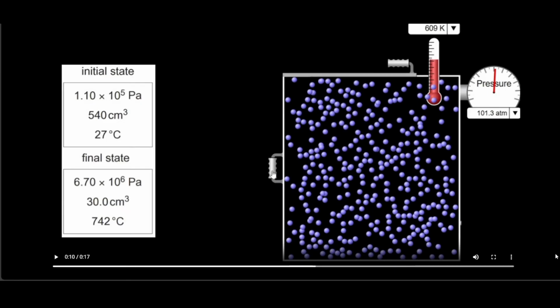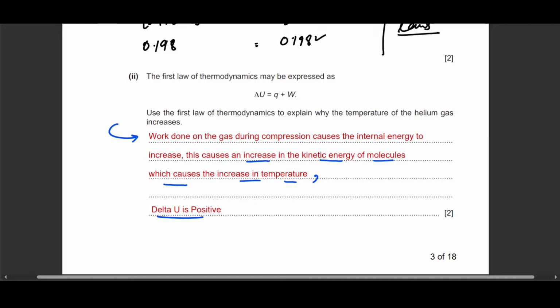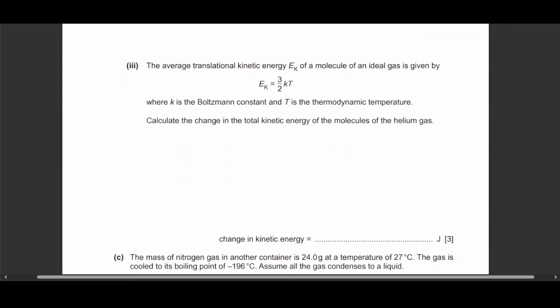So let's move back to the question. All right, then we have the third part. This is an interesting equation and an interesting question. It says that the average translational kinetic energy is given by E_K equals 3/2 kT. Now this is definitely equal to 1/2 m c_rms squared.